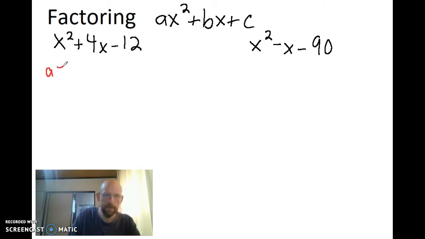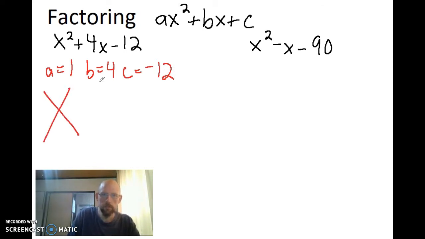I'm going to label our A, B, and C. So A is 1. B is a plus 4, so positive 4. C is -12. Minus 12, so we have a negative. We get our big X going on. Then A times C, -12. B, positive 4.